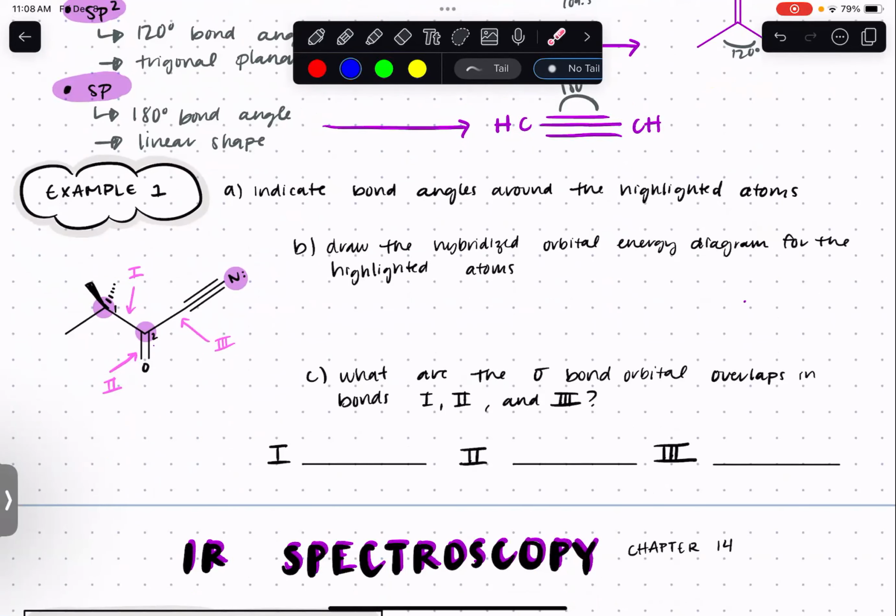And then now we have an example. This problem says to indicate bond angles around our highlighted atoms. Around this first one right here, does anybody want to answer what our bond angle there would be? Yep, 109.5 degrees. Around this second one, what would our bond angle be?